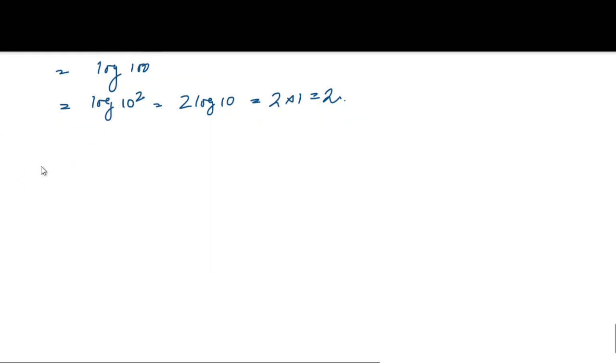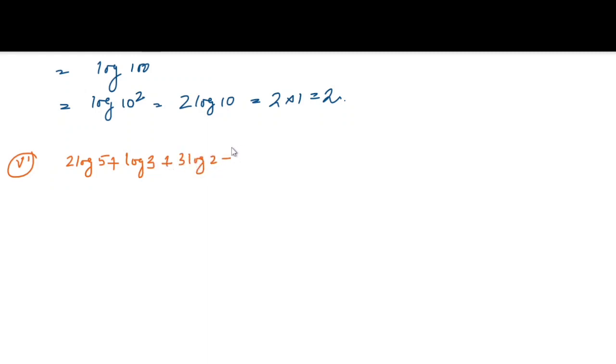Sixth number, 2 log 5 plus log 3 plus 3 log 2 minus half log 36 minus 2 log 10. This is what we have. Okay, so how to solve that?